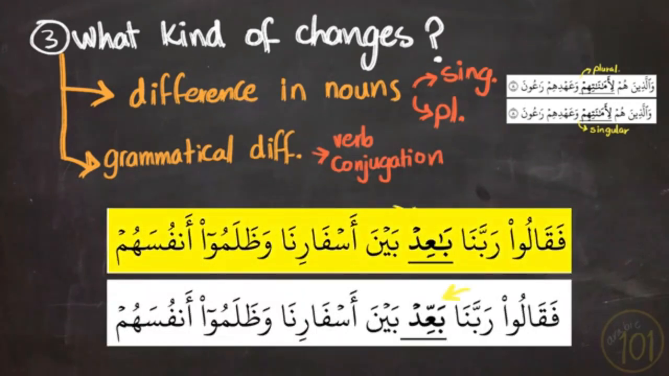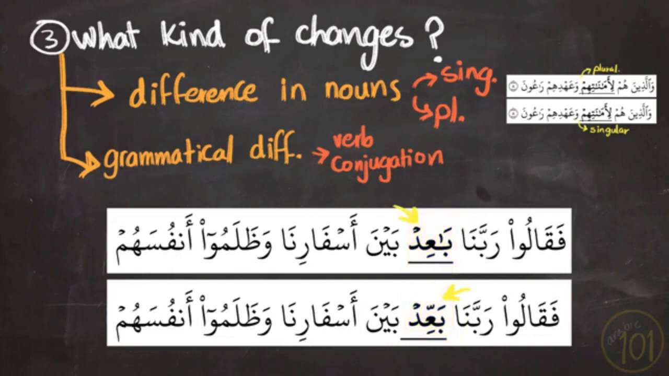فقالوا ربنا باعد بين أسفارنا وظلموا أنفسهم. فقالوا ربنا بعد بين أسفارنا وظلموا أنفسهم. And of course, these two verbs mean the same thing, but it is only how different people say the same thing.